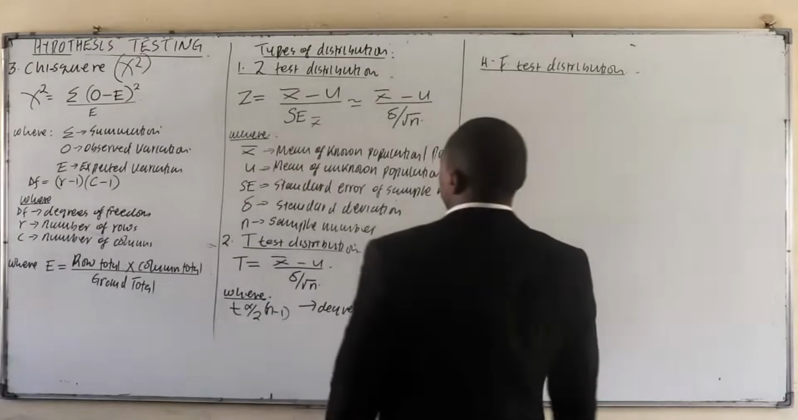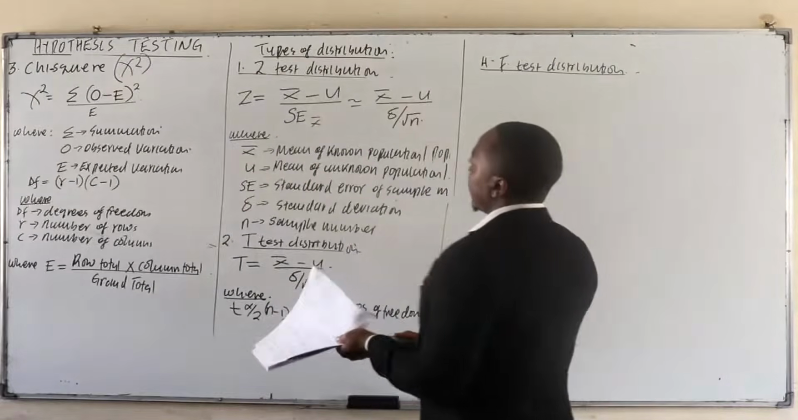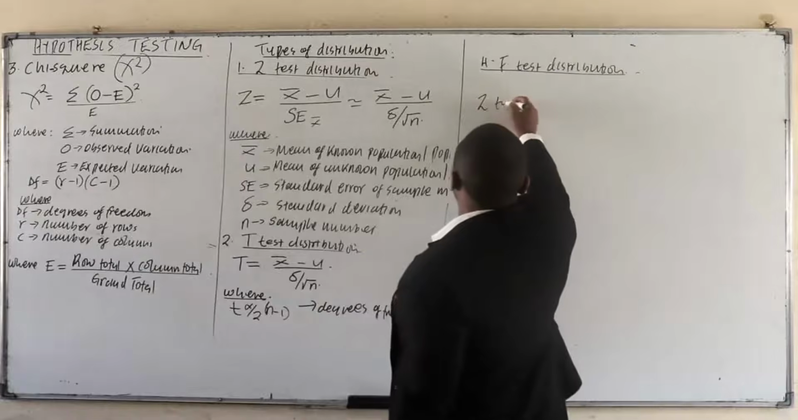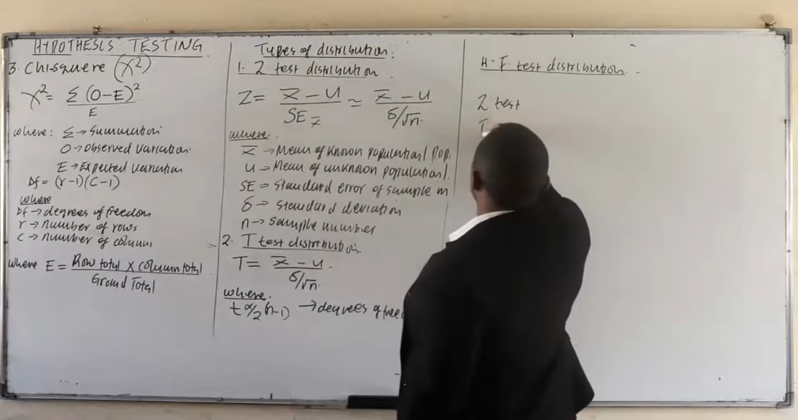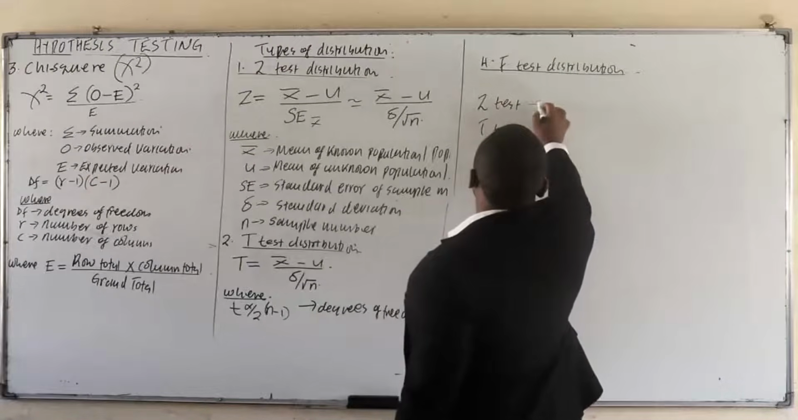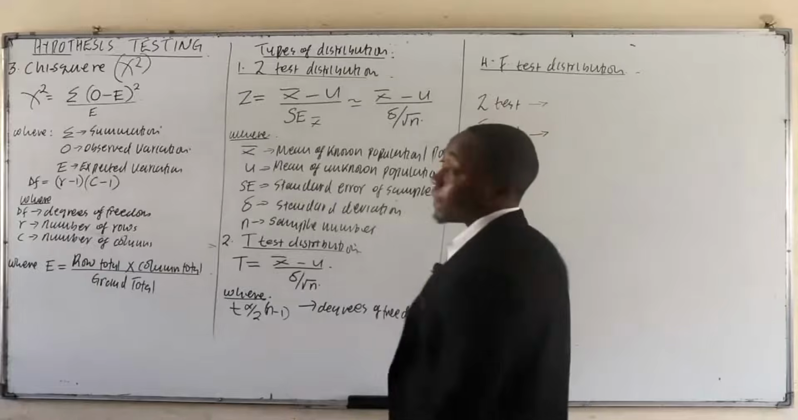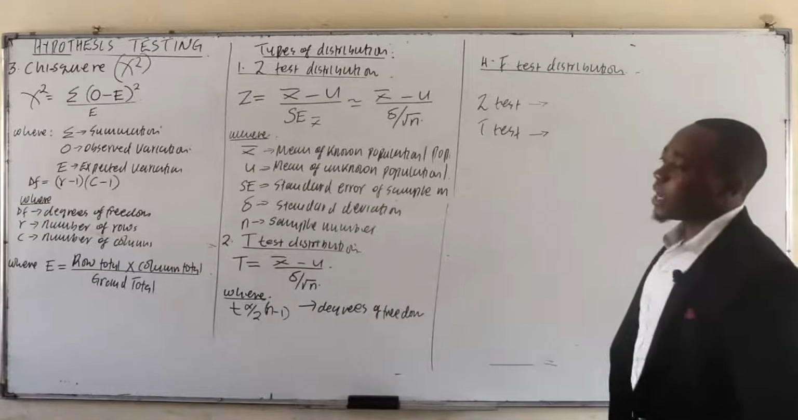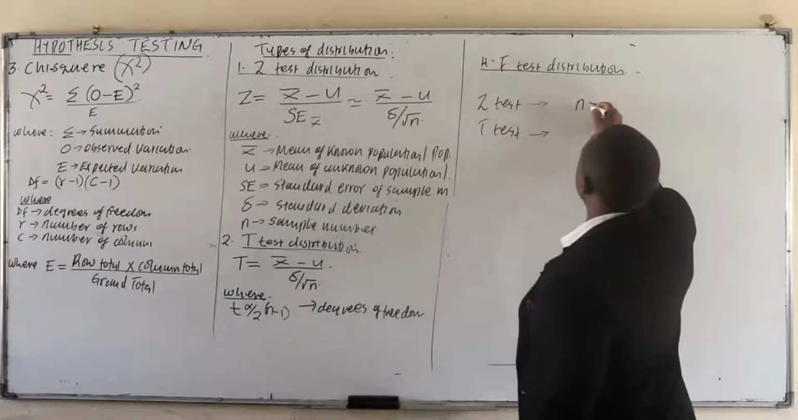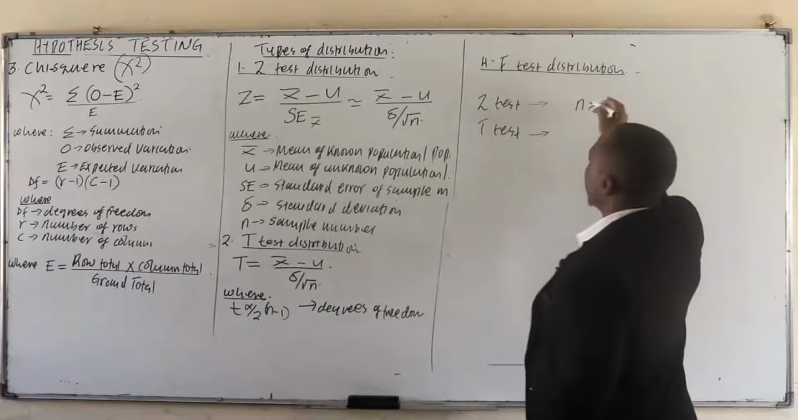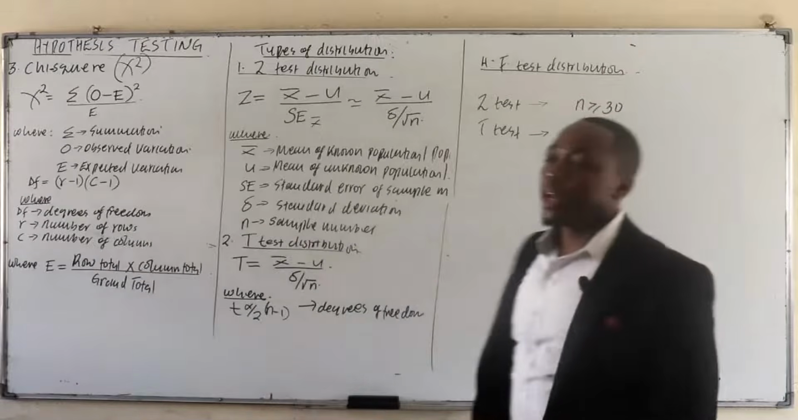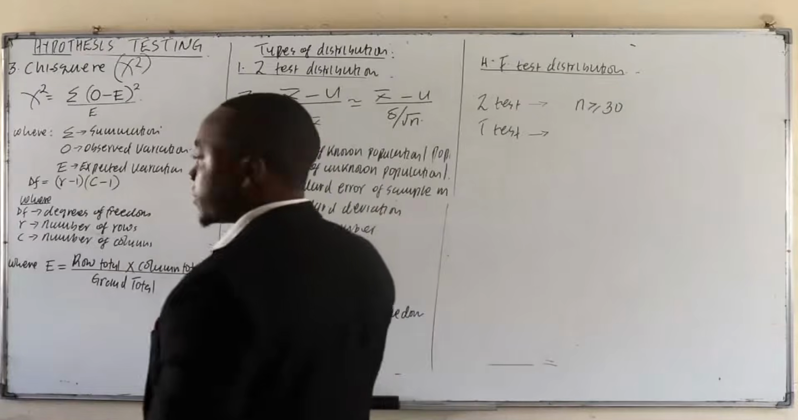Okay. Now, the most common are the Z-test and the t-test. And what's the difference between the two? It's very simple. The Z-test is applicable where n is greater than or equal to 30. In short, it's applicable for a big sample size.